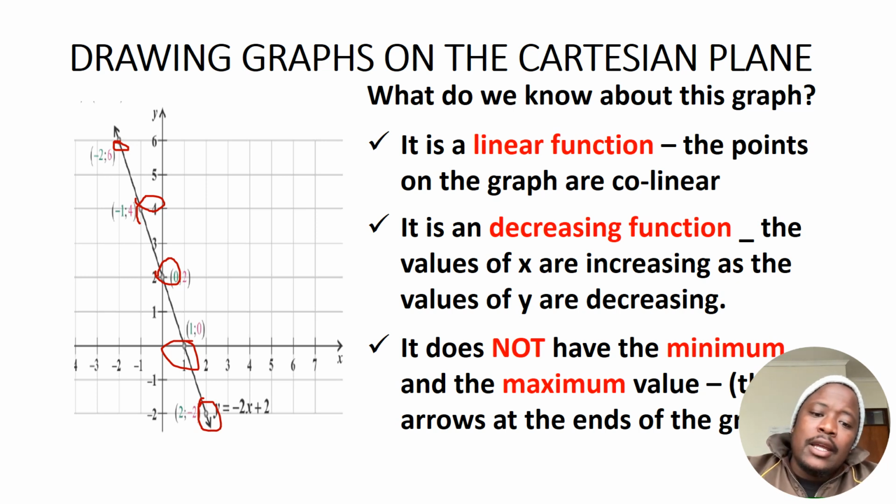And then again, the last one: this graph also does not have a minimum value or a maximum value. Also, this is a straight line. Not all straight lines are like this, but we are talking about this one specifically. If you look at the ends of this graph, you will notice that we have the arrowheads there. So that means that the line continues infinitely.